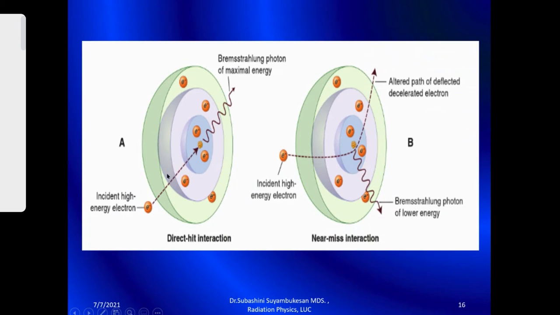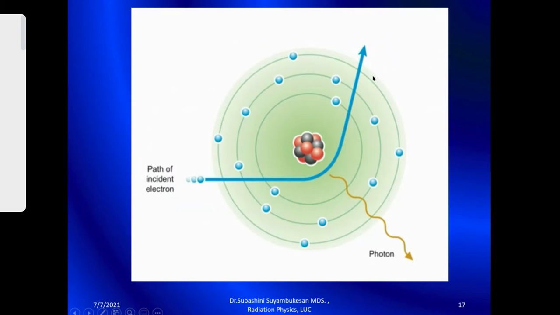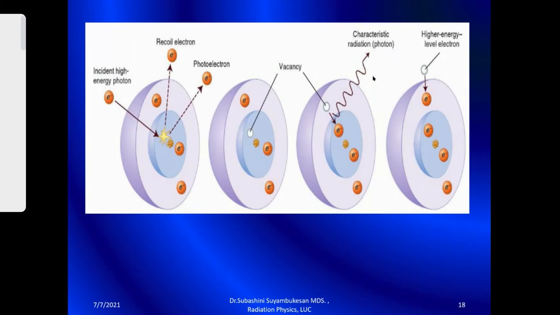When a high energy electron hits, it goes either near the nucleus or it goes to a near miss. Okay, so what happens? There could be a direct hit or a near miss, right? So when it is a direct hit, you have maximal energy X-ray photons being produced. Near miss, a little bit lesser. Okay, and you have an electron which is being deflected. Okay, clear? This is Bremsstrahlung radiation.